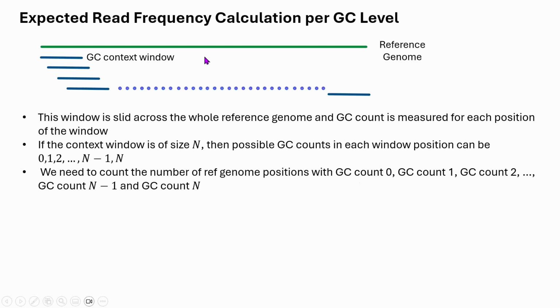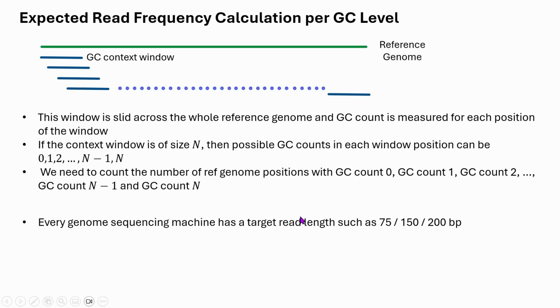Maybe we are going to have 200 positions where the GC count is actually 100, and so forth. Now, the question is, what should be the GC context window size, and why are we actually doing this counting? This is sort of our expected count. So we are expecting this number of positions to have GC count 0, GC count 1, etc. Now, how about choosing the GC context window size?